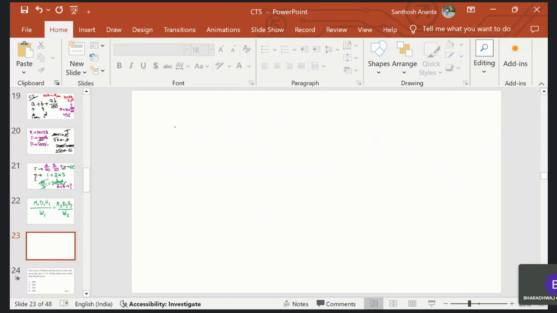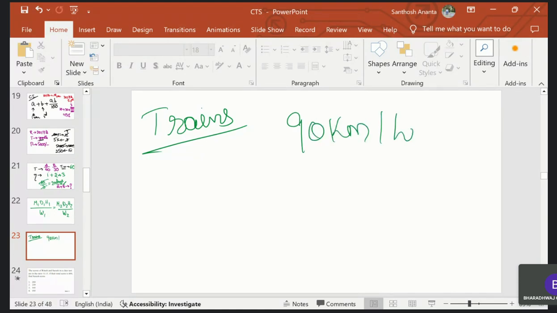Now coming to the last one: time, speed, and distance. In this, I'm moving on to the concept of trains. I think I gave you this logic, right? 90 kilometer per hour. Look here, 90 kilometer per hour. Copy the value 90 as it is. In the place of kilometer, place 0. In the place of per hour, place 36.